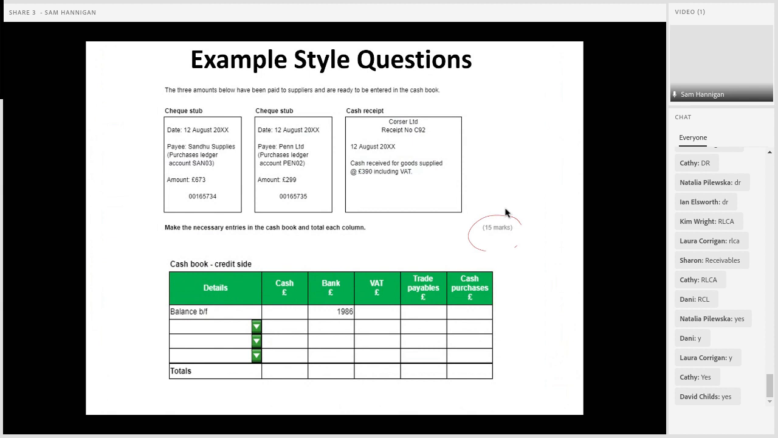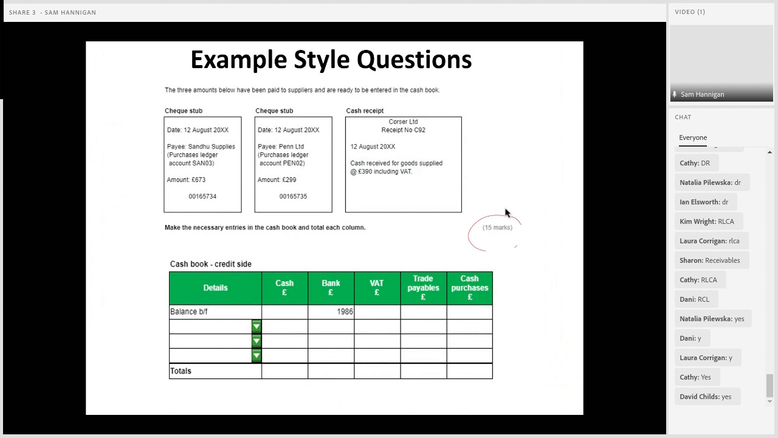So the first thing you've got to think about is you're going to get marks for everything that you do. We can't penalise you. Say you got one figure wrong, but then you did the entries right, you won't be penalised for the whole thing. You will be penalised for what you've got wrong.